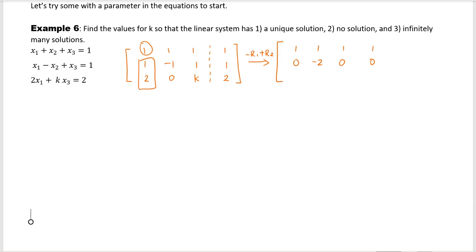Alright, and then next, 2. So how do we get rid of the 2? We use minus 2 row 1, add to row 3. And then we get 2 minus 2 is 0. 0 minus 2 is negative 2. k minus 2. 2 minus 2 is 0. So far, so good, everyone.